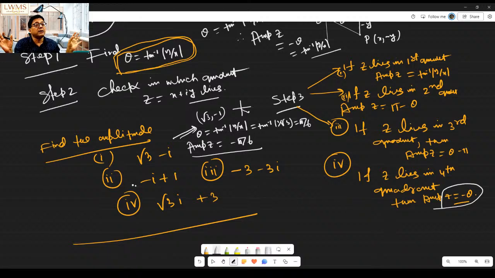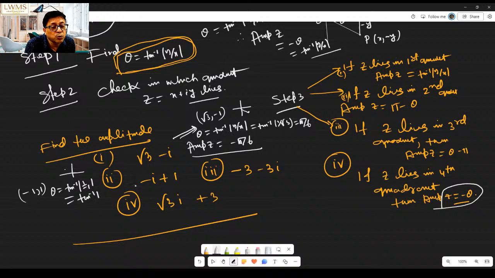So now it is mechanical. Understanding part was different. But when you are solving MCQ, you must be very smart. You just write the answer from this. What happened to this case? In which quadrant does it lie? Minus 1, 1. It goes to the second quadrant. What is the first step? We'll find tan inverse mod y by x. It is tan inverse 1, pi by 4.